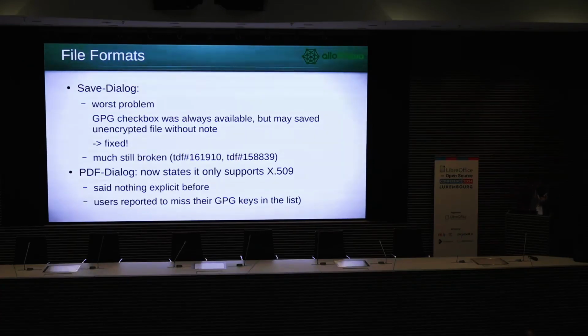I put some bug numbers here. When you saved a PDF file and signed it, there was also the problem that it didn't tell you that you can only select from X509 keys. There was a lot of user confusion about that. So there's still a lot to go, and to say it's a really great user experience there is still a far way. But I think for now it's again at least usable when you know what you are doing. Thanks.